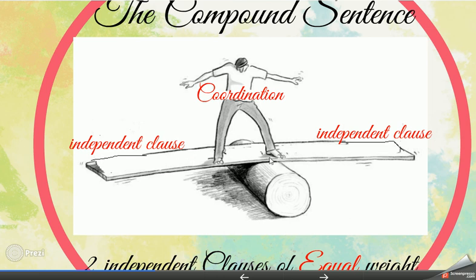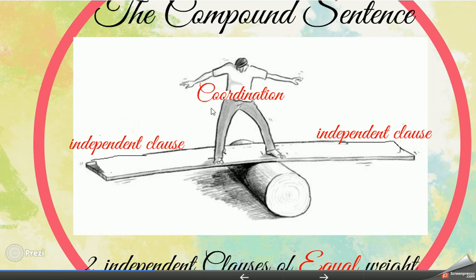They are of equal weight, but they have to be joined using a coordinating conjunction, or what we call coordination. So there is a coordination between the two independent clauses. Again, independent clauses mean simple sentences, meaning they can stand alone. However, in the compound sentence, we join these two independent clauses, expressing more than one idea.